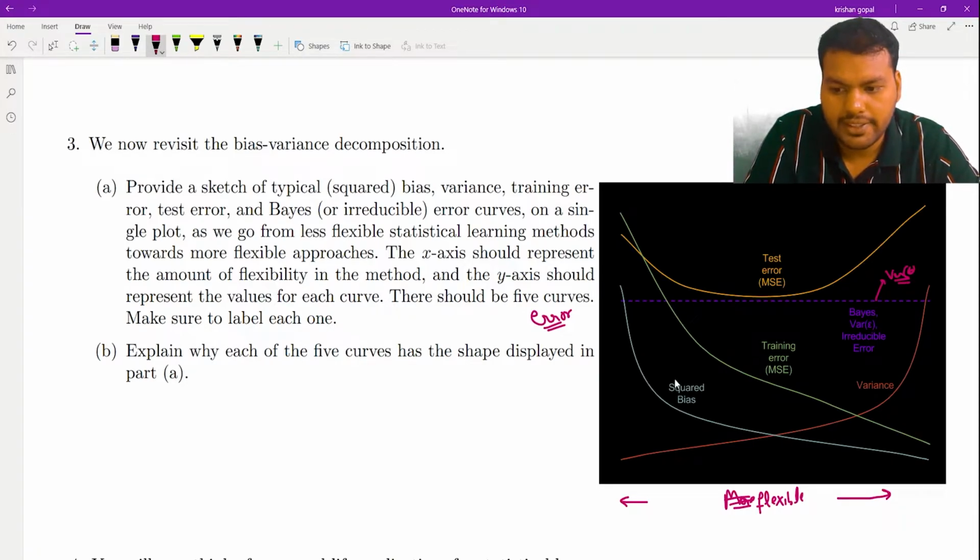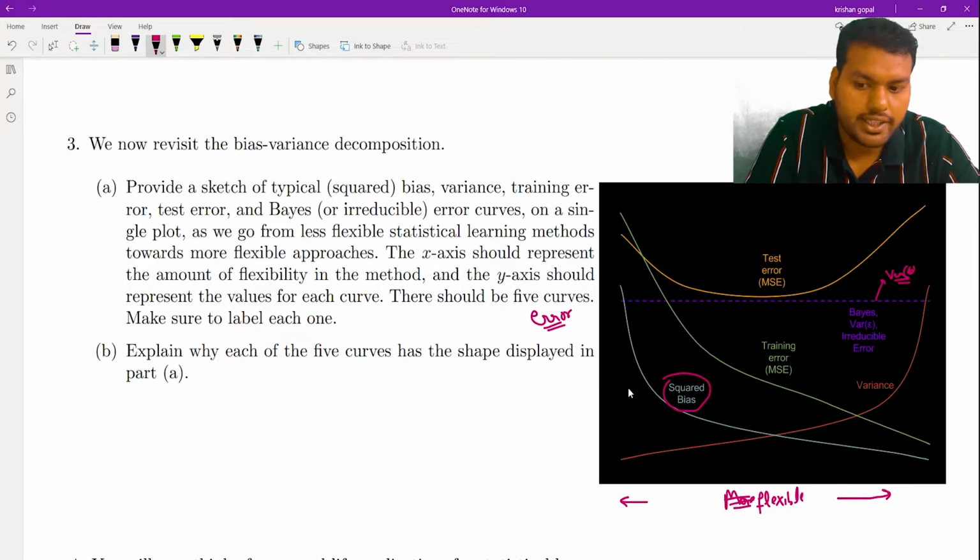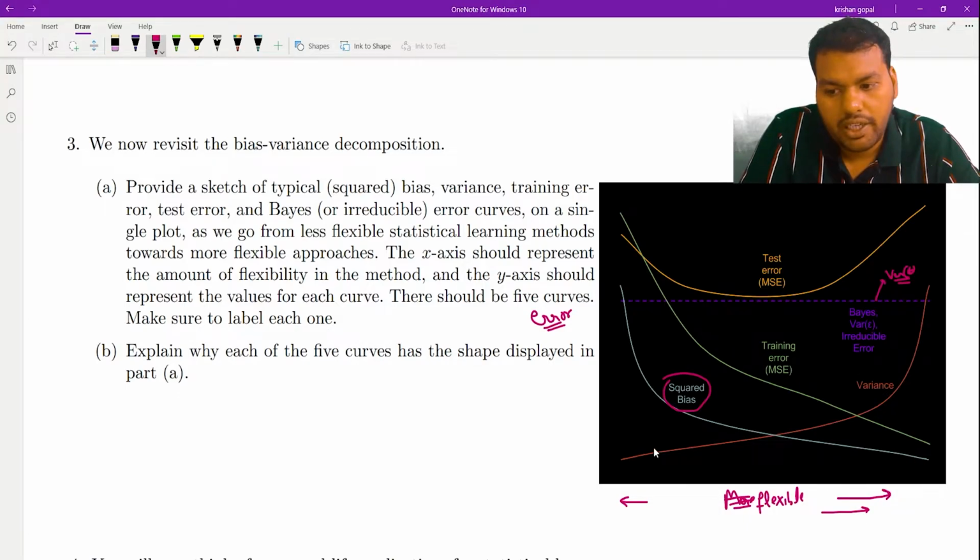Now comes the bias. Bias is the inability of a model to capture the true relationship between the predictor and the response. So if I use a less flexible, inflexible method, I will get high bias. To reduce the high bias, I will use a flexible method. So as I go toward flexibility, the bias will reduce. Now if I talk about the variance, if I use an inflexible method, my variance is very low, but if I increase the flexibility, my variance increases.